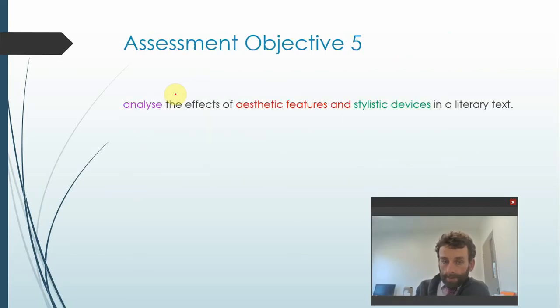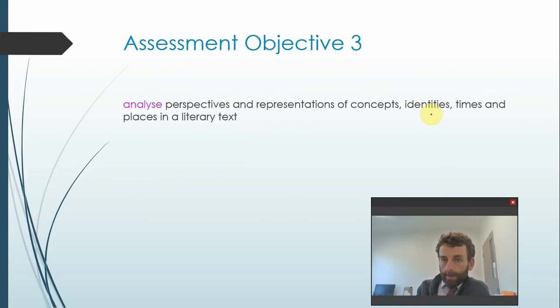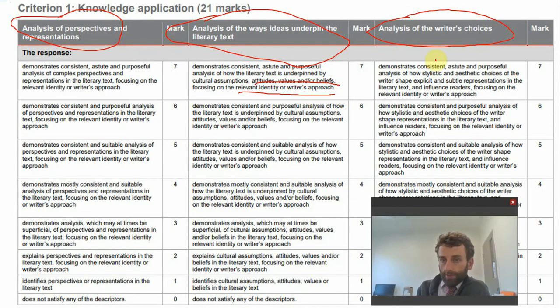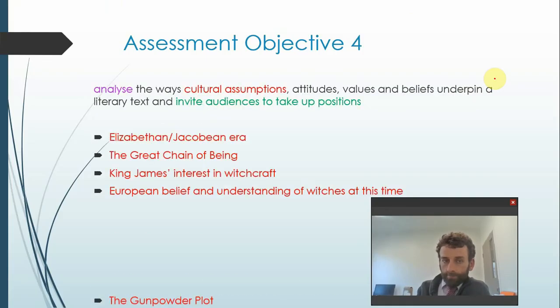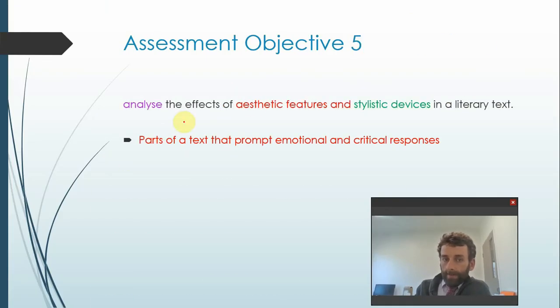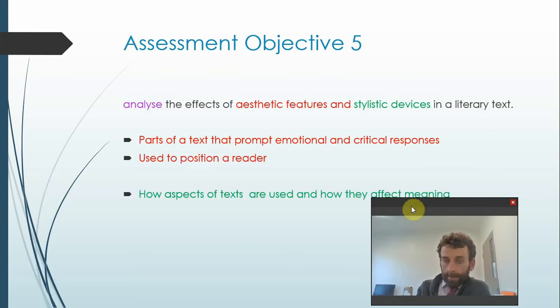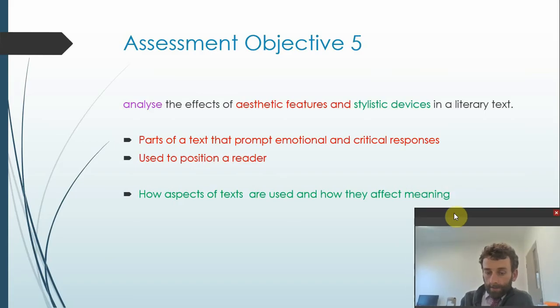Okay. Assessment objective 5, analyze the effects of aesthetic features and stylistic devices in a literary text. Okay, we'll unpack what each of those mean in a second, but if we go back here, this is the writer's choices. Okay, analysis of the writer's choices. There are 7 marks going for this. 7 marks for all of these, but 7 marks going for analysis of stylistic and aesthetic choices. What's the difference? Aesthetic features are parts of a text that prompt emotional and critical responses. So something, and this obviously links into the positioning of the audience also. And the stylistic devices, how aspects of text are used and how they affect meaning.